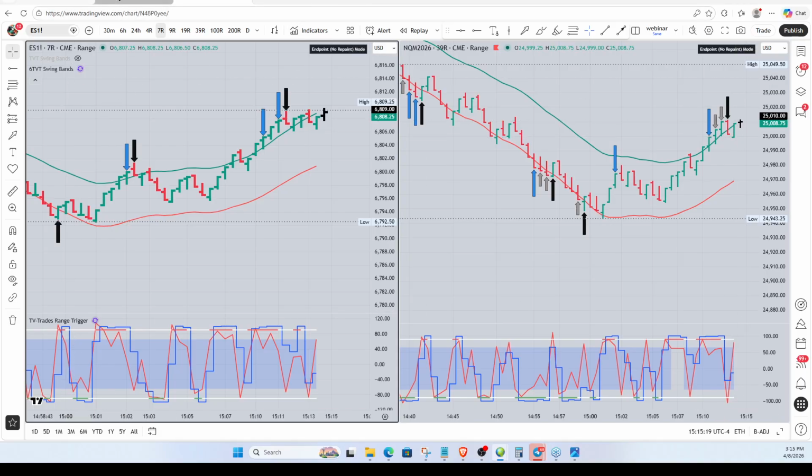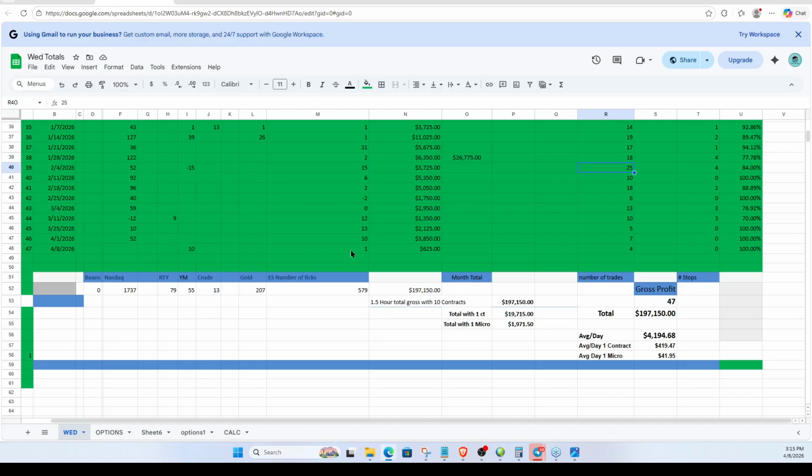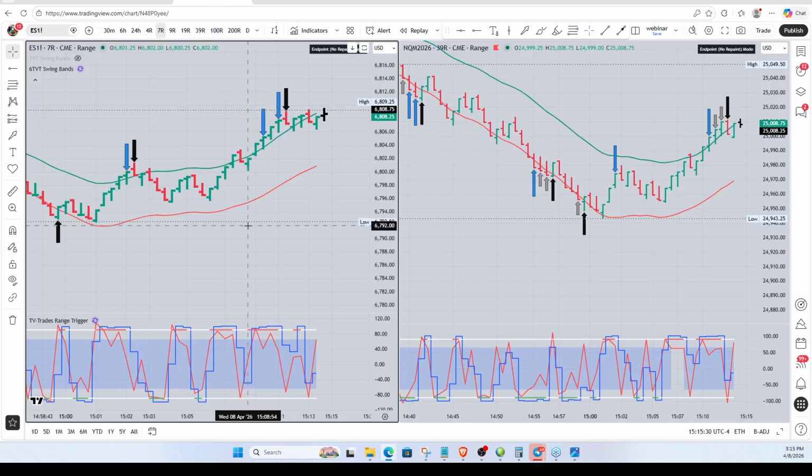Alright, so let's go back in here and just put the 4 ticks on the ES. It becomes a 5. And this becomes a 5.